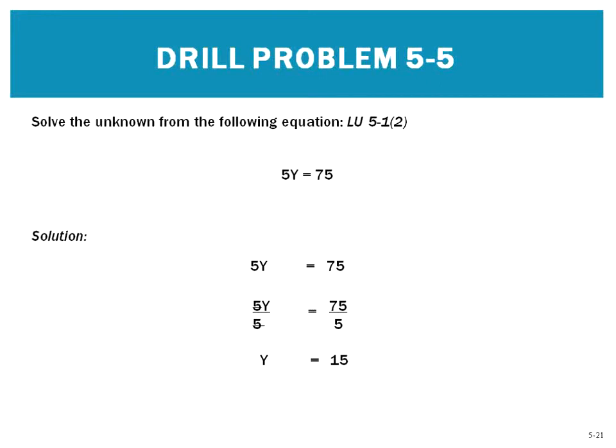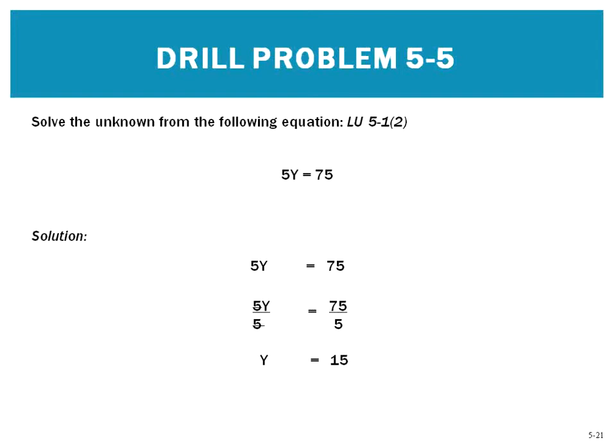Okay? Solve the unknown from the following equation. 5y is equal to 75. Again, parentheses, like terms, no like terms. We have just the y and all the y's are together. Number 2, parentheses. We don't have any parentheses. Number 3, add or subtract. We don't have any add or subtract.